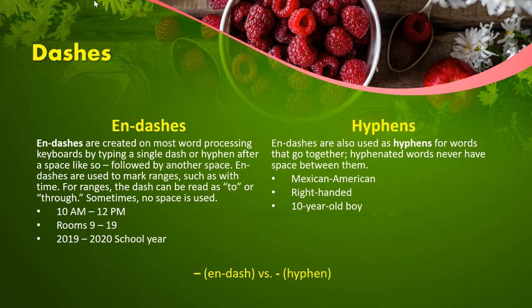Hyphens are another type of N dash that is used for words that go together. Hyphenated words never have a space between them. Hyphens do not read as to or through as N dashes do. Some examples include Mexican-American, right-handed, and 10-year-old boy.